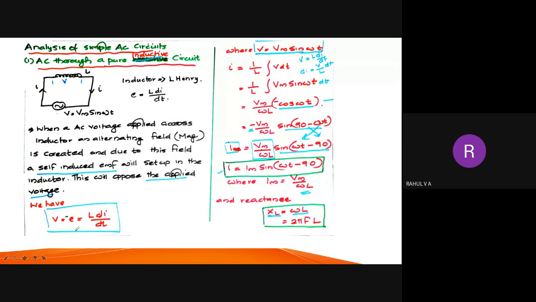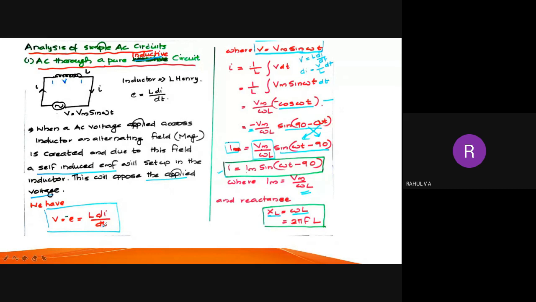Self-induced EMF is E is equal to L di by dt. Or you can simply learn the formula of an inductor as V is equal to L di by dt. This is the formula of self-induction, where L is the self-inductance. So this is the voltage across an inductor due to self-inductance. This formula you have to learn: V is equal to L di by dt.